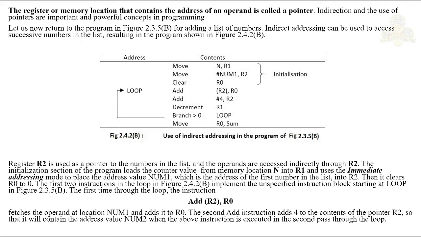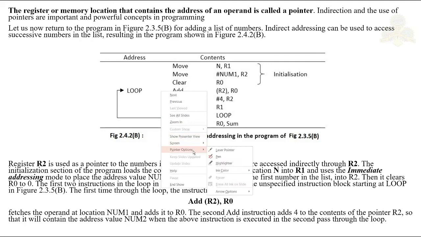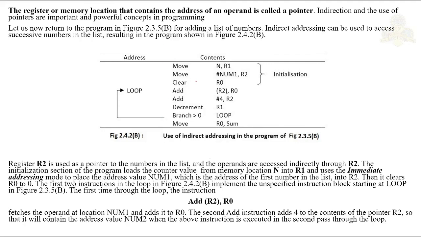Now we will consider the same example wherein we add n numbers, and how can we use indirect addressing mode for that, and how can we write a program for that using indirect addressing mode. Let's see. So this is how we can write a program here. First we will move the contents of n to register R1. Suppose n is equal to 5. That means we want to add 5 numbers, and we want to find the sum of that.